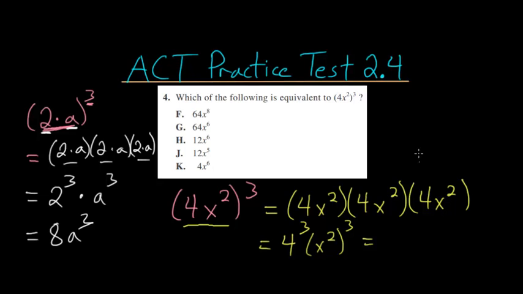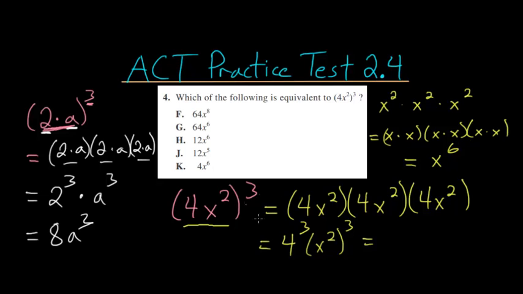And if that doesn't make sense, if you write it out like this, and then recognize that x squared is just x times x, and you essentially have this 3 times: x times x and x times x, and so on. But notice that there are 6 x's multiplied together. So that's why this is equal to x to the 6th. So our expression simplifies to 4 to the third times x to the 6th.